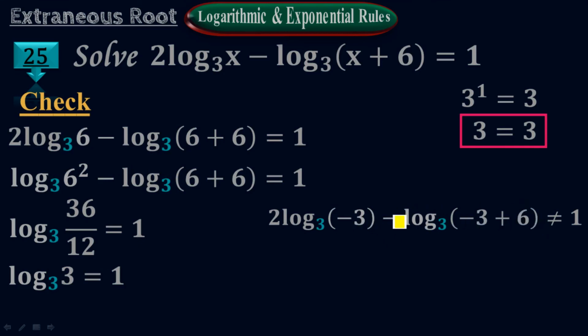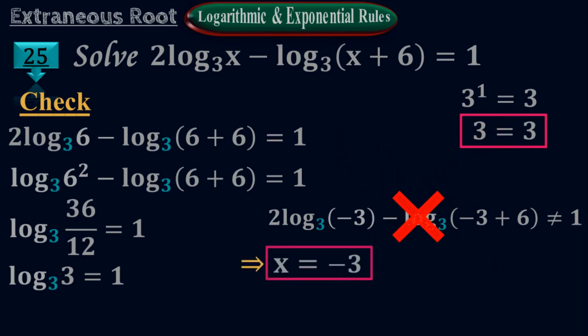So in short I can say that this left side is not equal to the right side. So the process has failed. I can say that x equals negative 3 is the extraneous root. This is going to be the extraneous root. x equals 6 is not the extraneous root, but x equals negative 3 is the extraneous root. When I plugged in x equals negative 3 in the given function, I got this undefined expression. So the left side is not equal to the right side. Therefore, this x equals negative 3 root is the extraneous root.